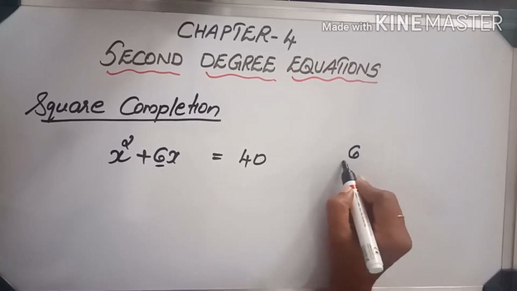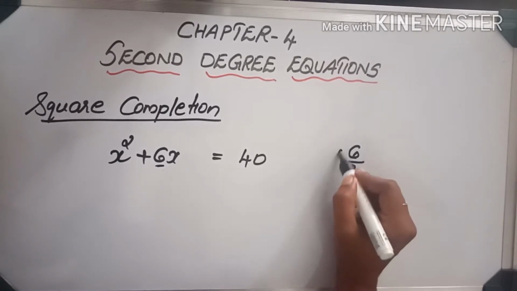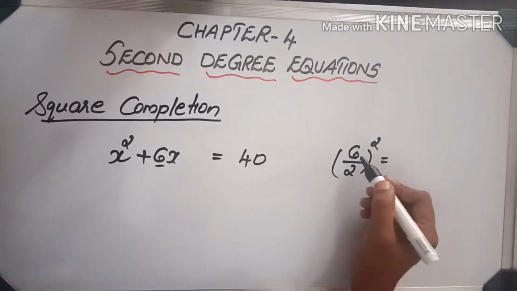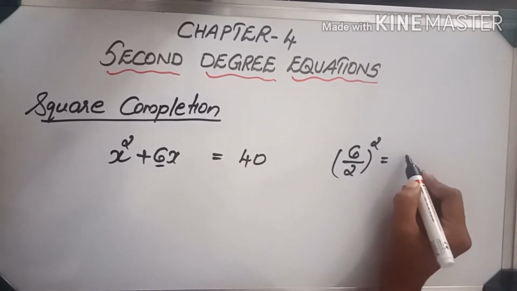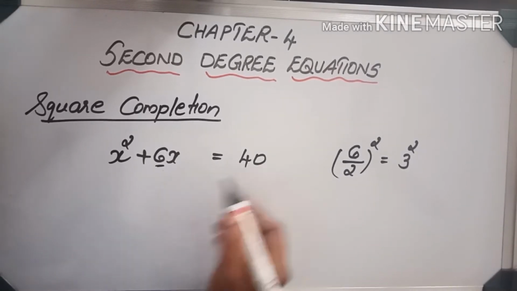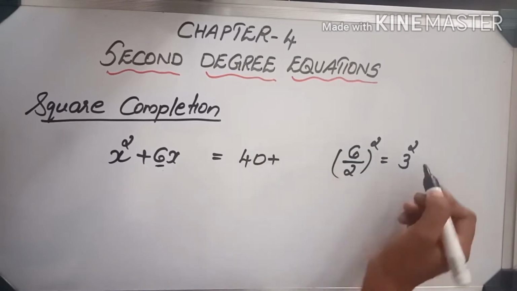So 6, then its half, 6 by 2, then whole square. That we need to add on these two sides. 6 by 2 is 3. So 3 square we need to add on these two sides. What is 3 square?